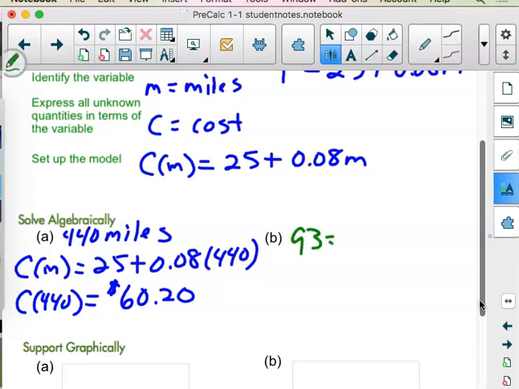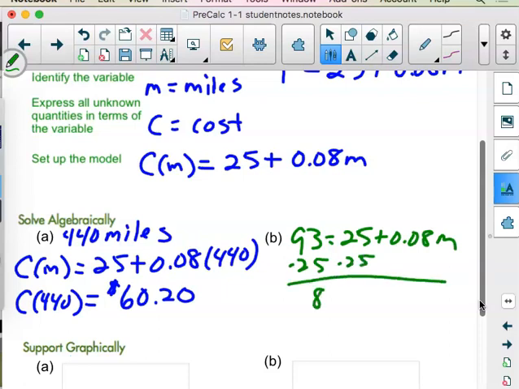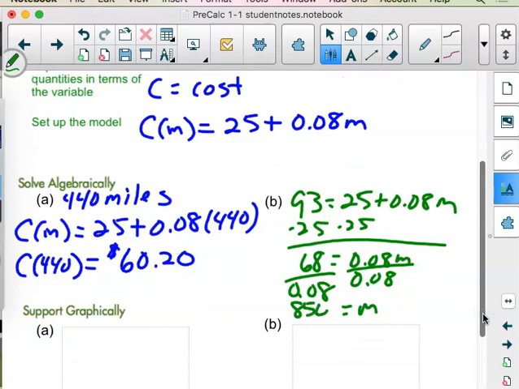So 93 would equal 25 plus 0.08m. We would subtract the 25 from both sides, just solving it. Divide by the 0.08. And grab a calculator, and it would come out to 850. So 850 miles. We want to put those labels on there so that our answers will make sense.